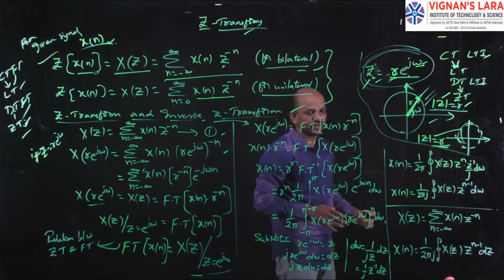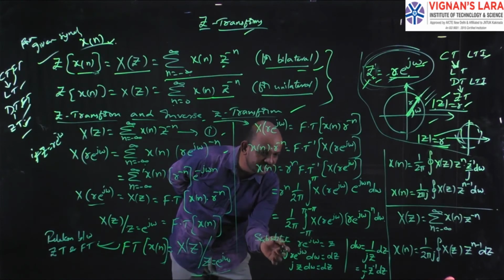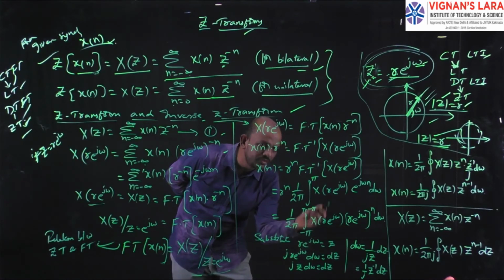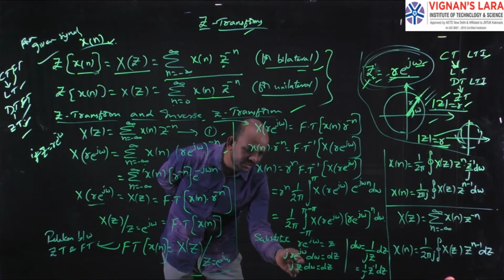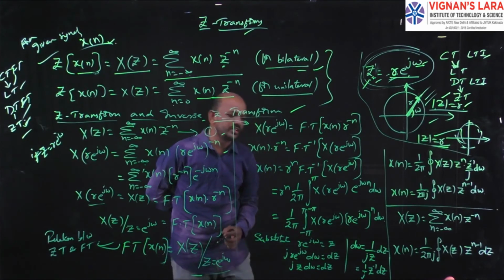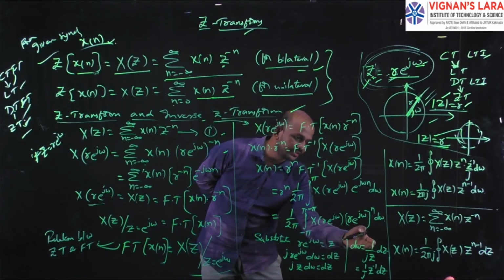Simply d by dz we have to find out. So with respect to d omega, I have written z first, and r into e power j omega into d omega equal to dz. Now r into e power j omega is z. So j into z d omega equal to dz. Now I need d omega. So d omega equal to dz by j into z.